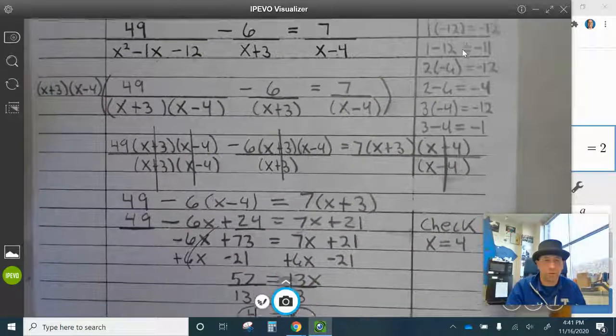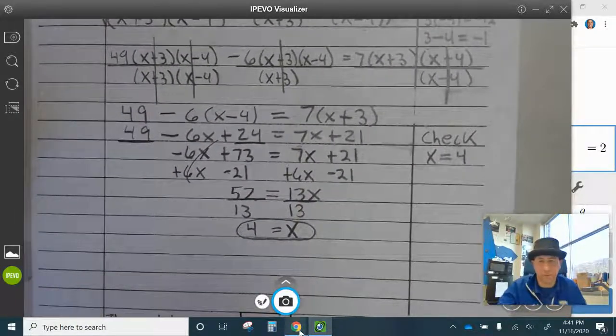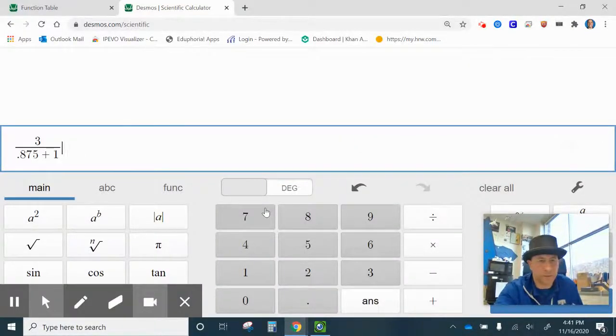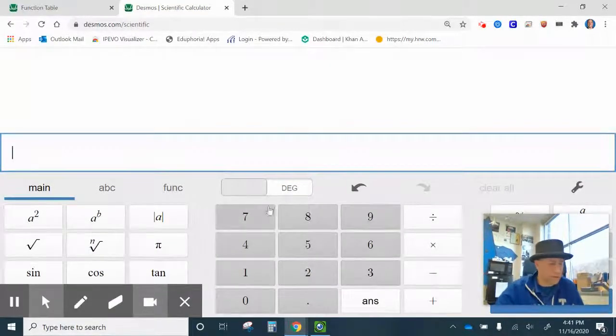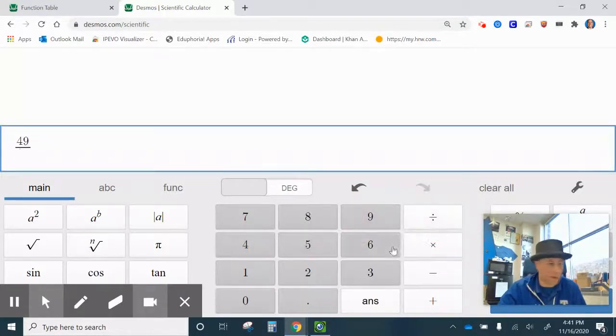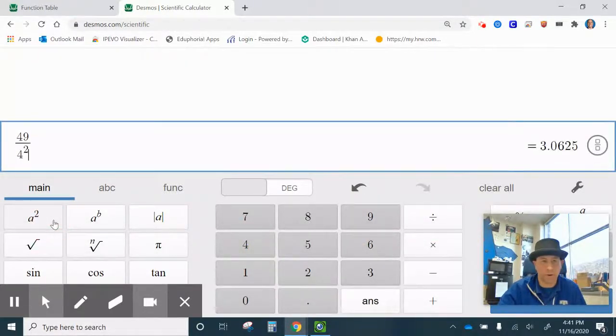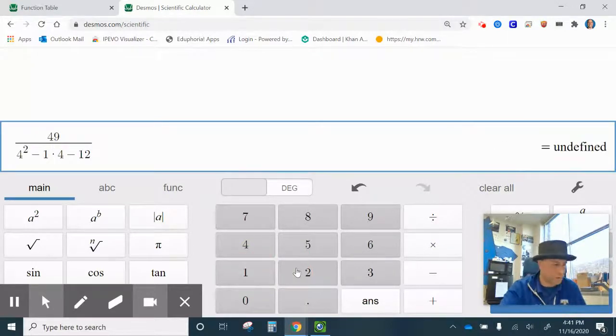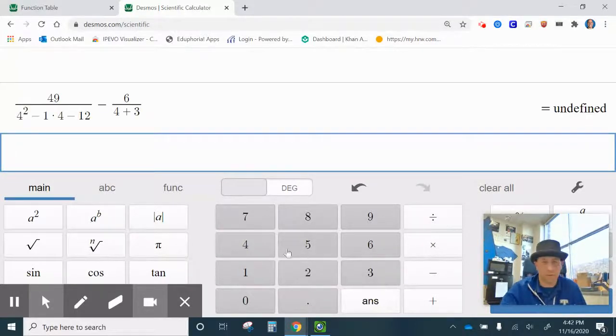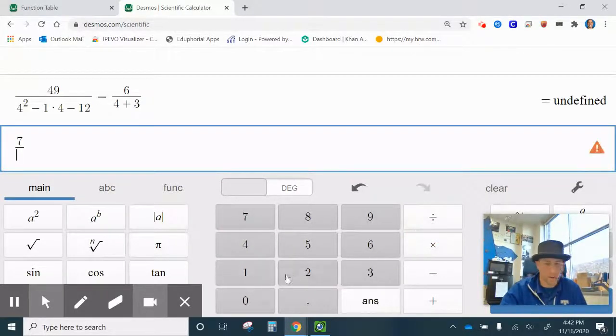And again, you don't have to write this down. Let's just go right to Desmos. All right, so I'm going to delete this. Okay, so then 49 divided by 4 squared minus 1 times 4 minus 12, and then minus 6 divided by 4 plus 3. That says undefined. Let's do 7 divided by 4 minus 4.